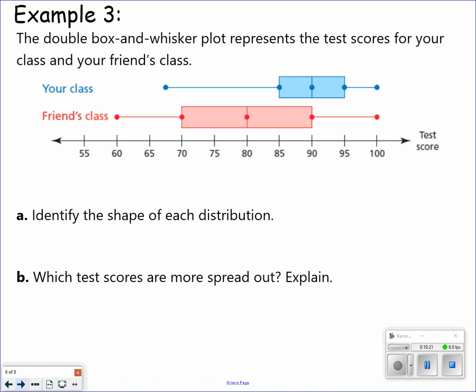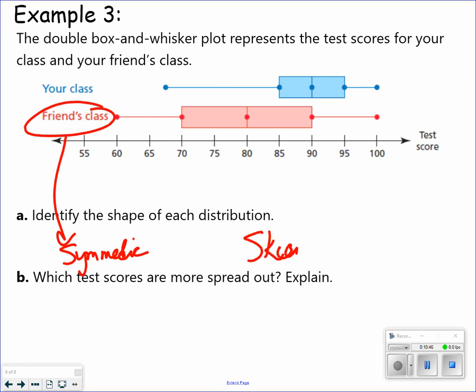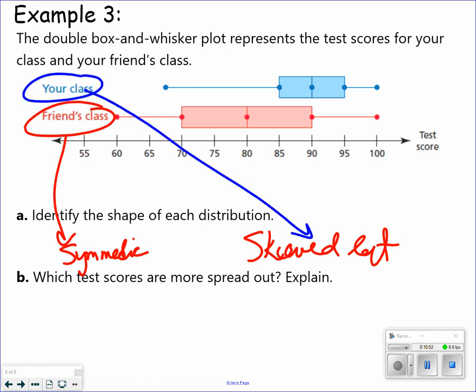Let's talk about your friend's class. Your friend's class is very even throughout. The highest number to the lowest number and the median, everything looks about the same. So I would consider the friend's class to be symmetric. However, your class is not that way. Look at the long whisker on the left and the small whisker on the right. And so that long whisker on the left-hand side means that your class is skewed left. I probably should have used a different color there, but your class is skewed left.